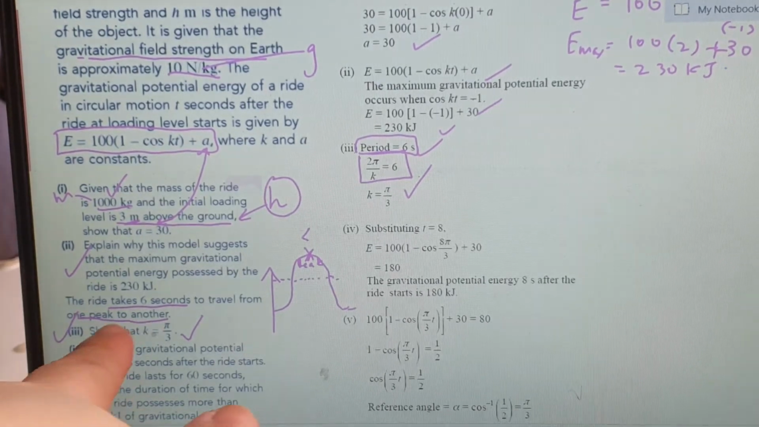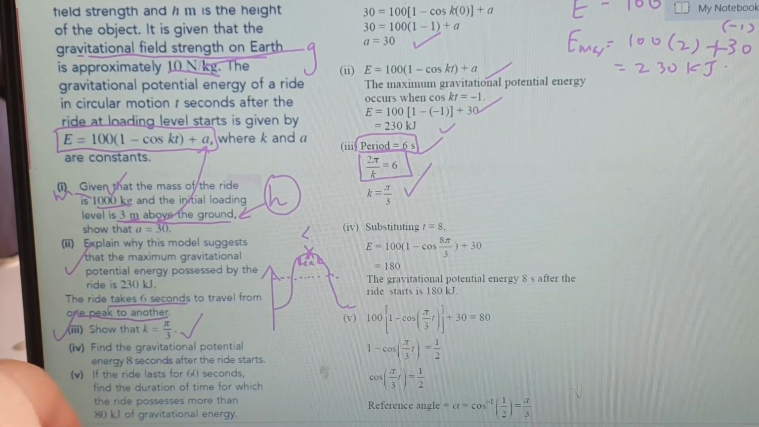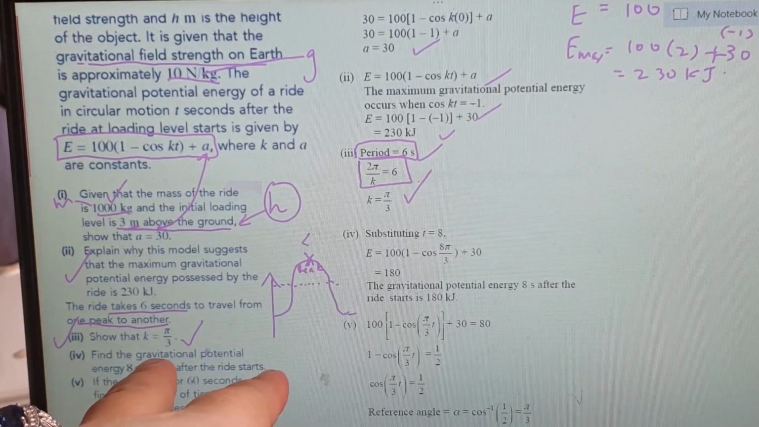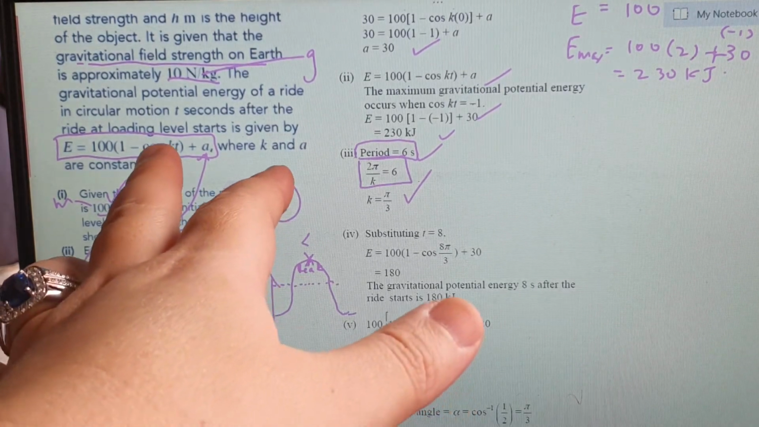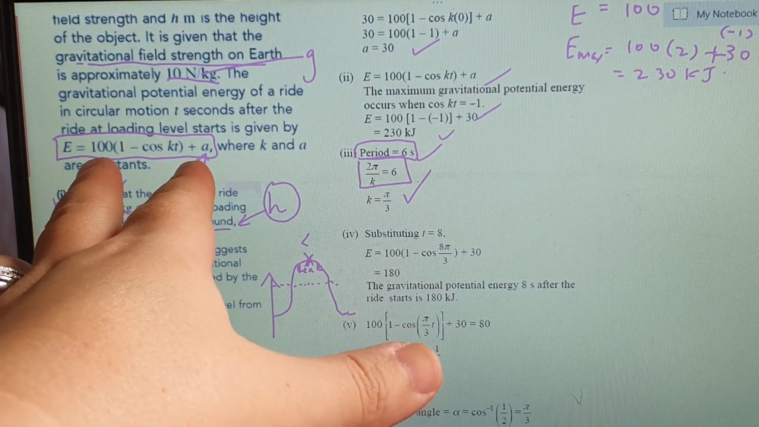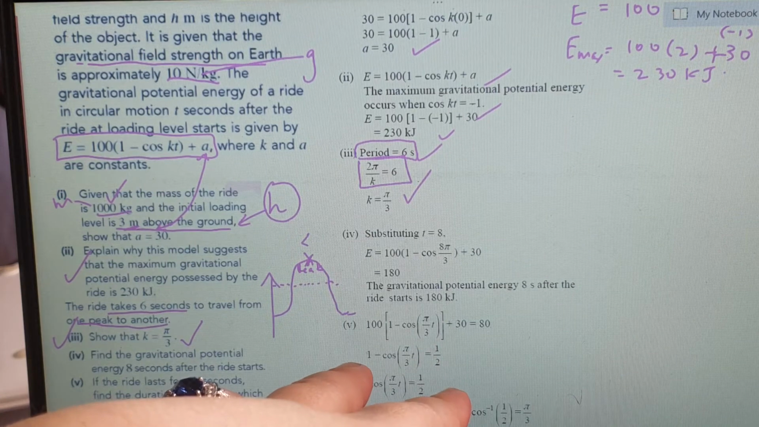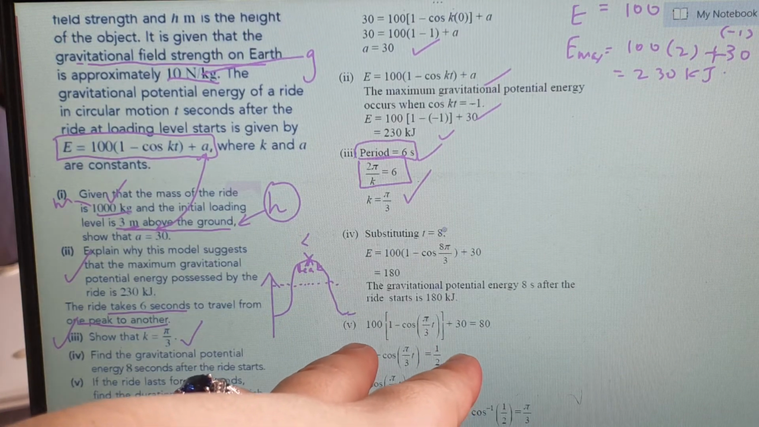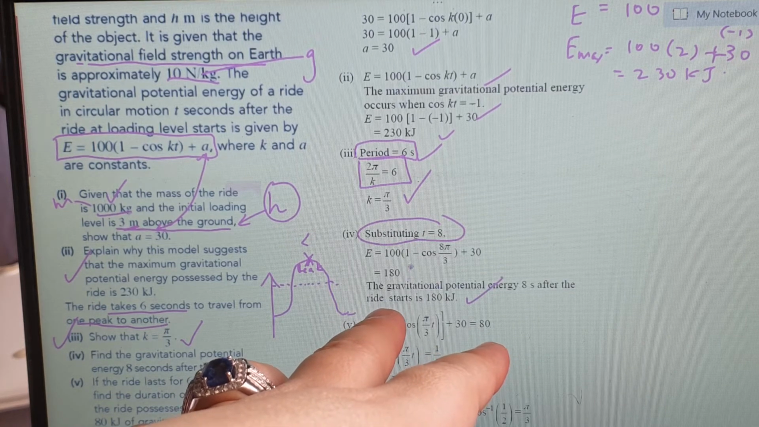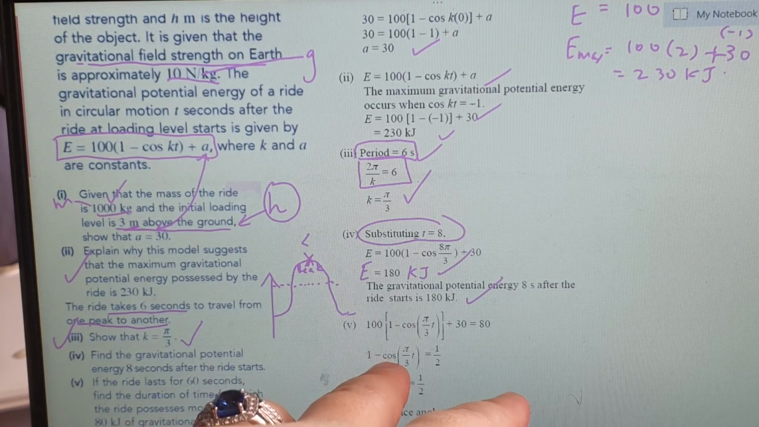Now find the gravitational potential energy 8 seconds after the ride starts. Now what does this mean? It means that they want the GPE, which is here, 8 seconds after that. So all you need to do is to sub in 8, and then you can find the answer already. Finish. Okay, that's all. Finish already.